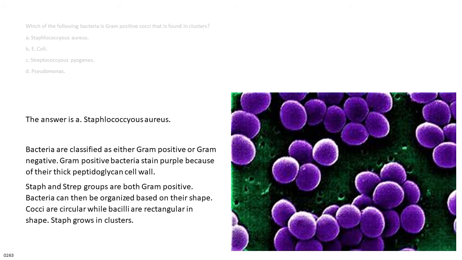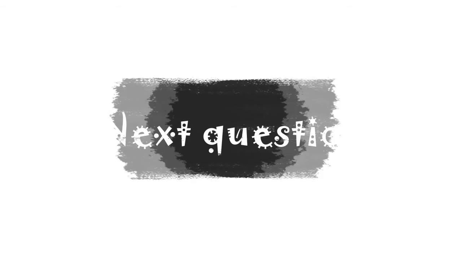The answer is A. Staphylococcus aureus. Bacteria are classified as either gram-positive or gram-negative. Gram-positive bacteria stain purple because of their thick peptidoglycan cell wall. Staph and strep groups are both gram-positive. Bacteria can then be organized based on their shape. Cocci are circular while bacilli are rectangular in shape. Staph grows in clusters.